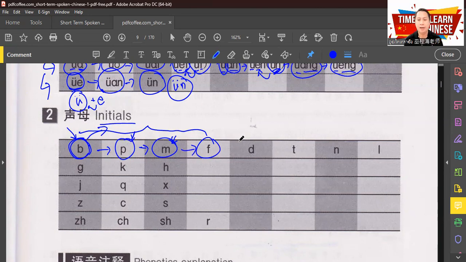Okay, and for the next four initials, start from D. D is accent like the. You have to use the top of your tongue to touch behind the upper teeth, like your tongue like this.